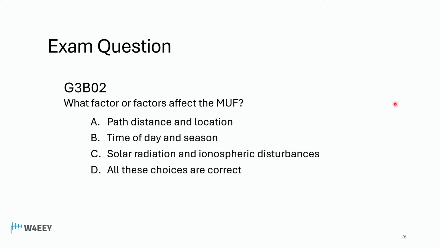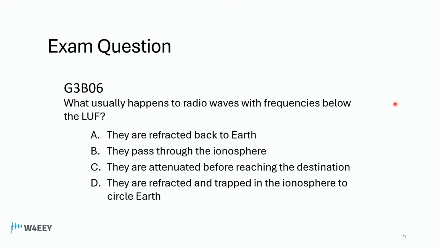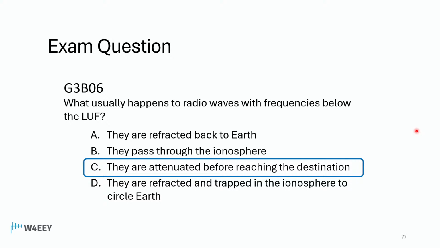Delta. It is delta. All of those. What usually happens to radio waves with frequencies below the LUF? Charlie. It is Charlie. The lowest usable frequency, if we're below that, they're not going to go anywhere. They're attenuated before reaching the destination.